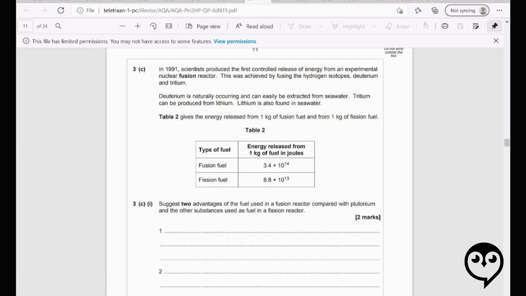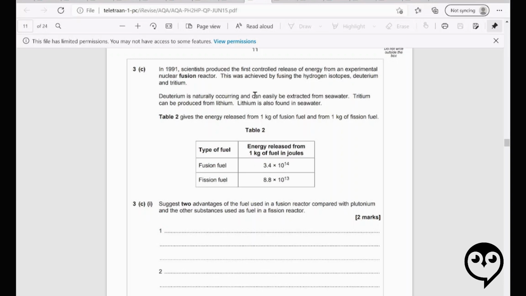And then they talk about the fission fuel and the amount of energy released. From fusion fuel we actually get, you see 10 to the 14, more energy released than the fission fuel, 10 to the 13. Don't let the beginning of this number fool you. Look at the power of 10. So, just 2 advantages of this fuel used in a fusion reactor compared with plutonium in a fission reactor. Well, obviously we can say right here from this information, more energy is released. So boom, there we go.